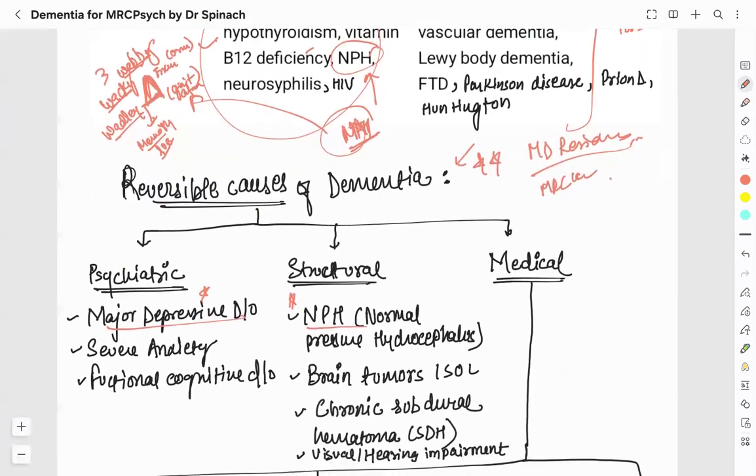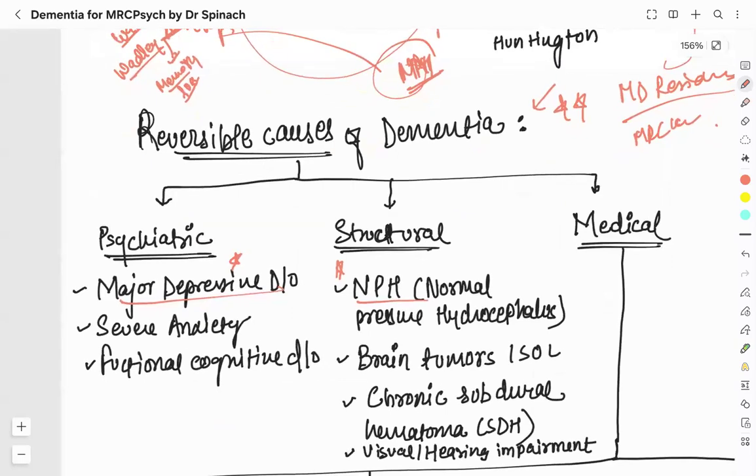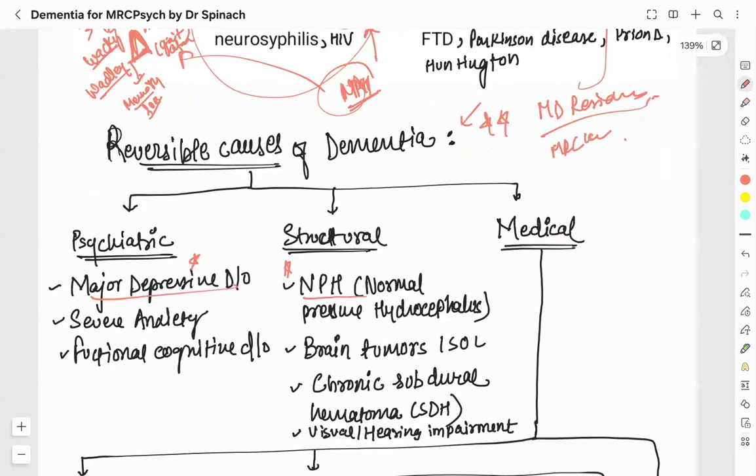Now, moving forward, reversible causes of dementia. They are further divided into psychiatric causes, structural causes, and medical causes.